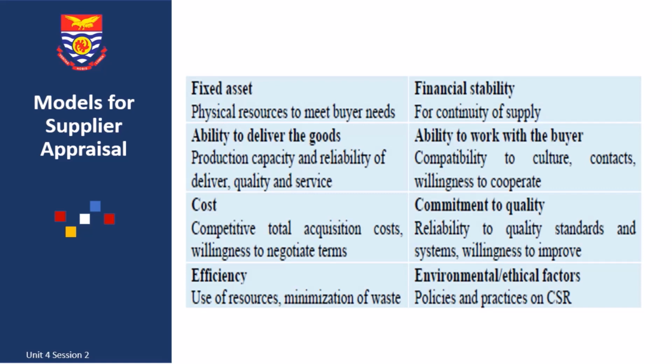Finally, we have the environmental or ethical factors. Recata will classify this under their clean, where we make sure our suppliers are committed to sustainability. They are paying their workers the minimum wage. They are not using child labor. They are adhering to environmental laws. They are doing everything possible to reduce environmental footprint and all that. So these are the two models for supplier appraisal. We have Recata's 10Cs and the face-to-face model.